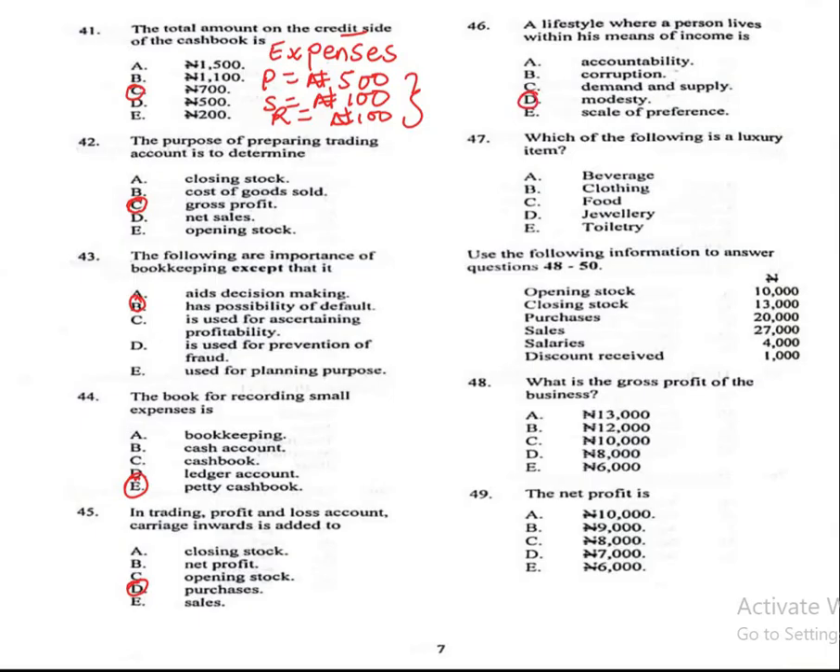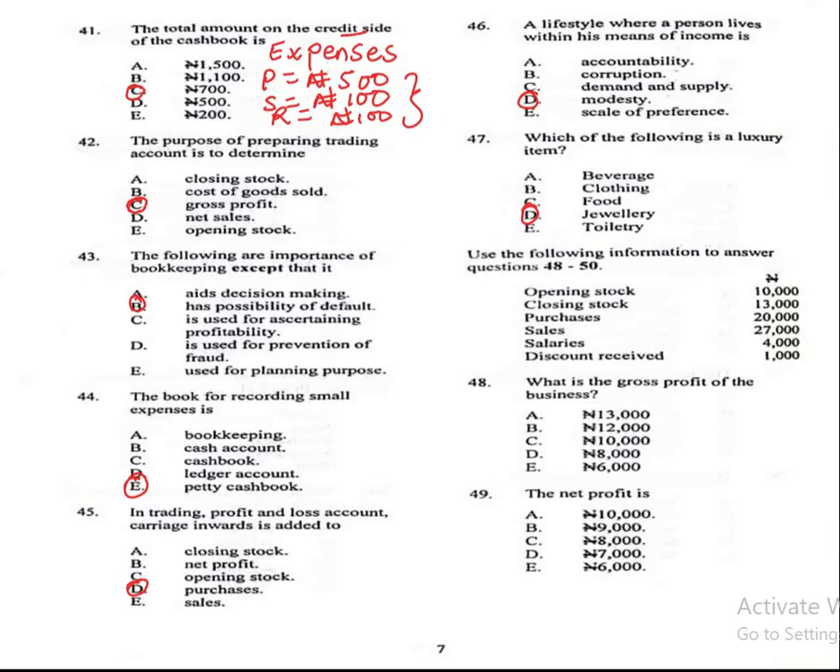Question 47. Which of the following is a luxury item? A, beverage, B, clothing, C, food, D, jewelry, E, toiletry. The correct answer is option D, jewelry.